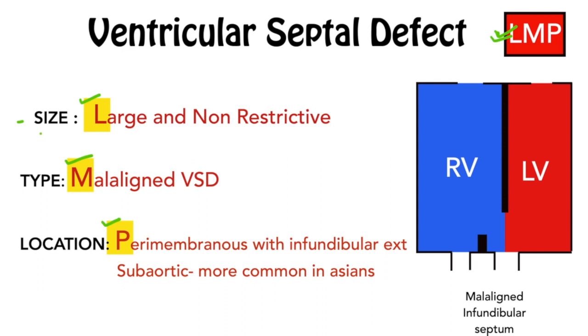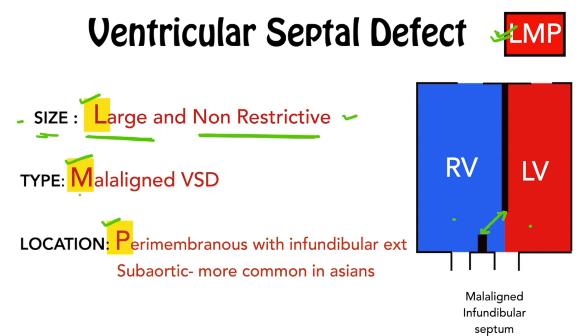The size of the VSD is large. It is a large VSD. It's not a small VSD, and it is non-restrictive. Non-restrictive means there is no pressure gradient across the VSD. See, a large VSD and both the pressures are equal. So this is a non-restrictive VSD.